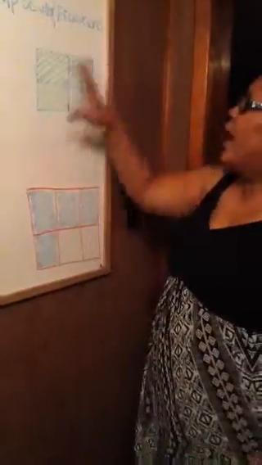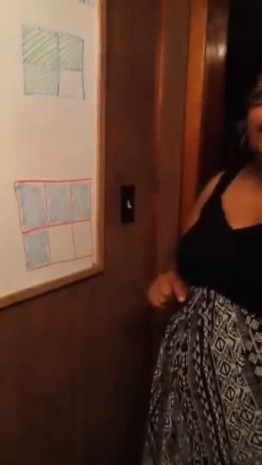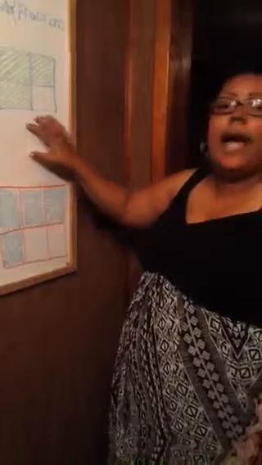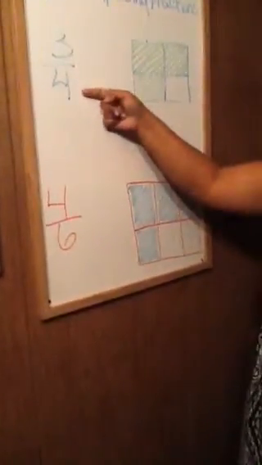When you decide to make a graph or a diagram, you have to have equal parts. We have 4 equal parts here, but there's only 3 shaded in. So that represents 3 out of 4.